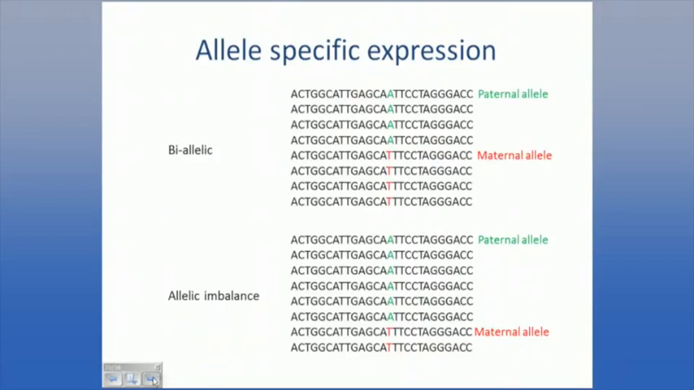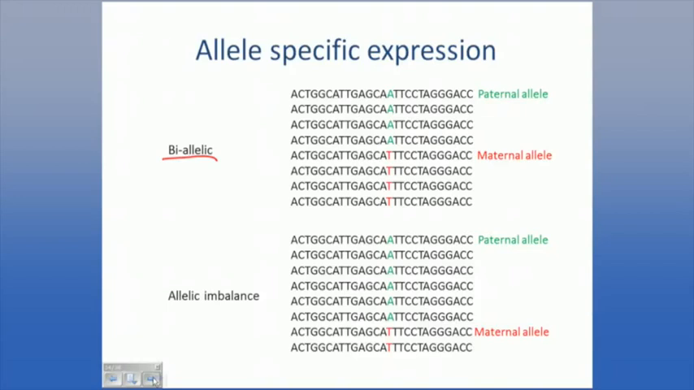So here's an example of what that looks like at the base level. So here's two conditions. In the top, we have a biallelic expression condition. In this case, we're going to look at base level changes. So we're going to measure the paternal and the maternal alleles separately and by themselves.